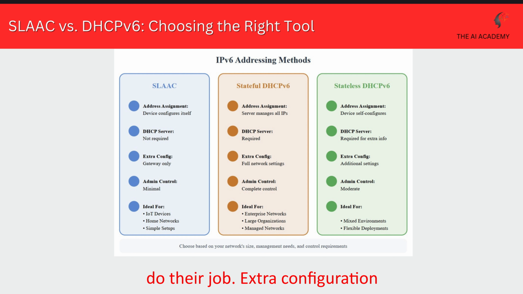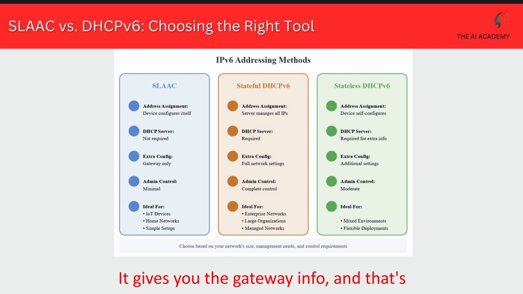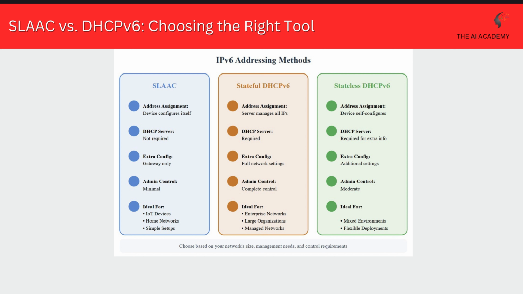Extra configuration info. Okay, so what about those additional settings like DNS servers? SLAAC is pretty basic. It gives you the gateway info, and that's about it. But with stateful and stateless DHCPv6, you get more. These can provide details like DNS settings or domain names. Handy, right?